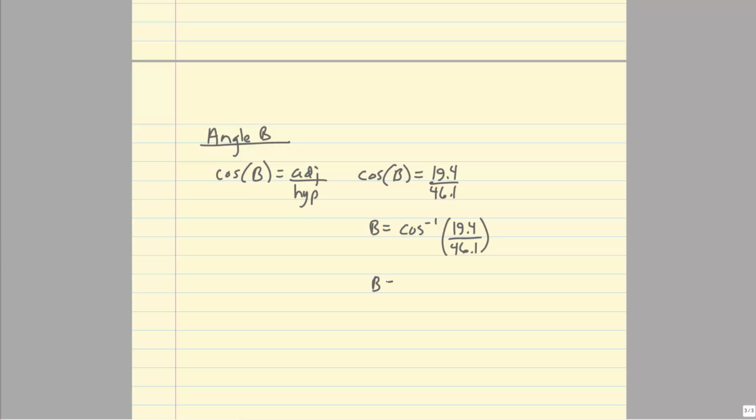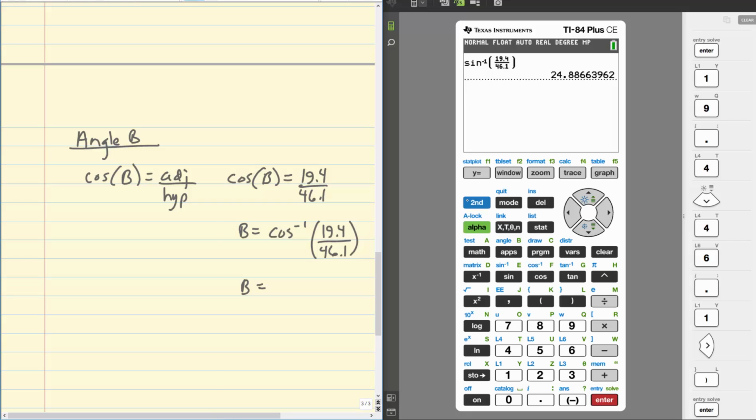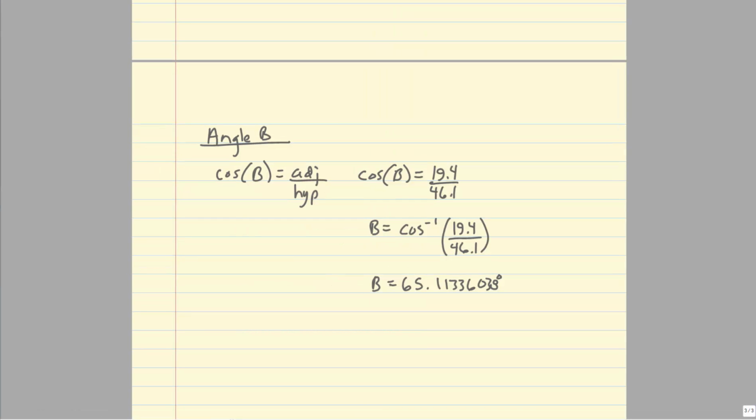So plugging that into your calculator, I get arc cosine. May as well use the calculator on the screen here. Arc cosine, I'm going to use my fraction key, and I have 19.4 divided by 46.1. And I get 65.11336038 degrees. Now we want to round this to the nearest minute.